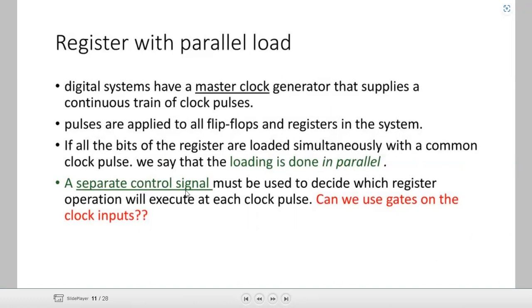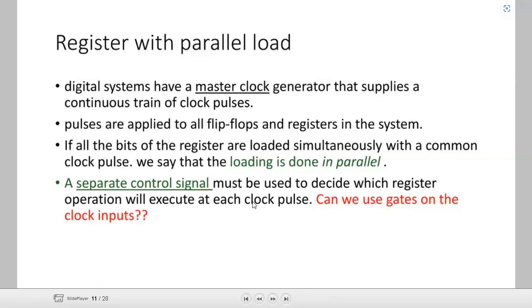A separate control signal must be used to decide which register operation will execute at each clock pulse. And they ask, can we use gates in the clock inputs? We can look at that at another time. In other words, what this is saying is that a separate control signal must be used to decide which register operation will execute at each clock pulse. Everybody understand what this is saying, sir? Different timing on the clock operates different registers to send different information. You understand that?